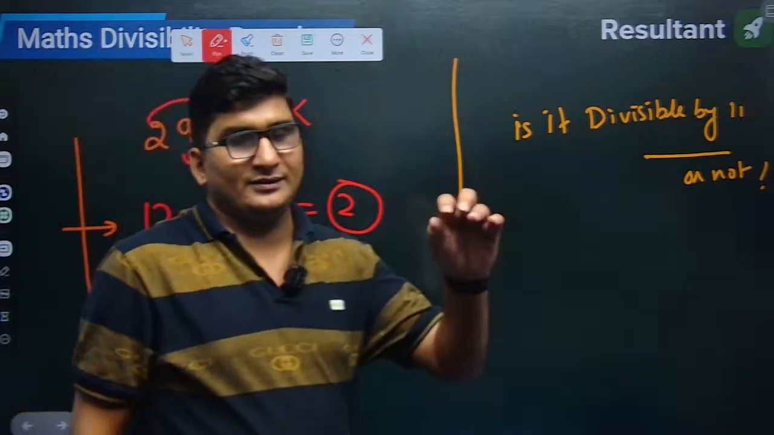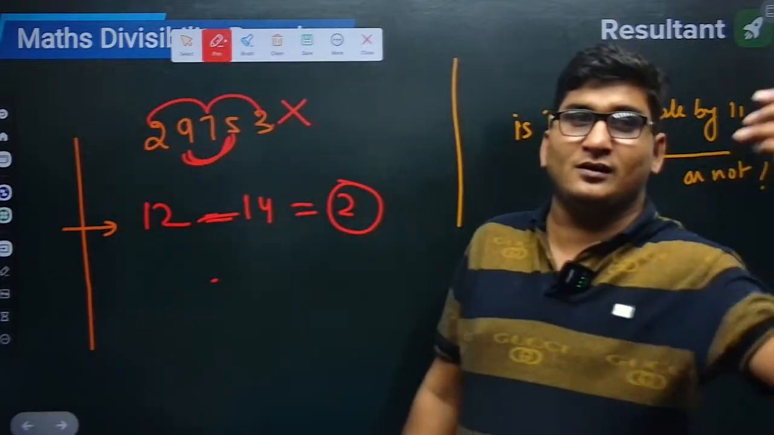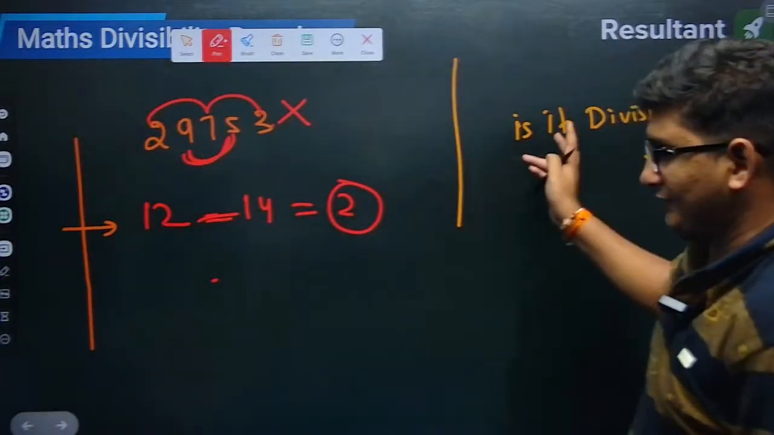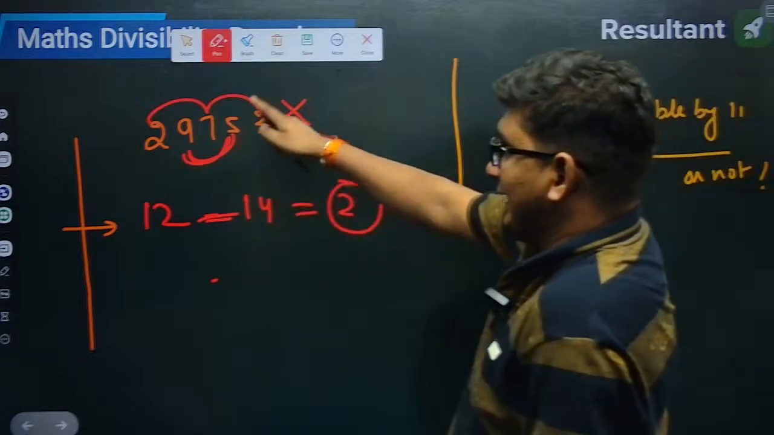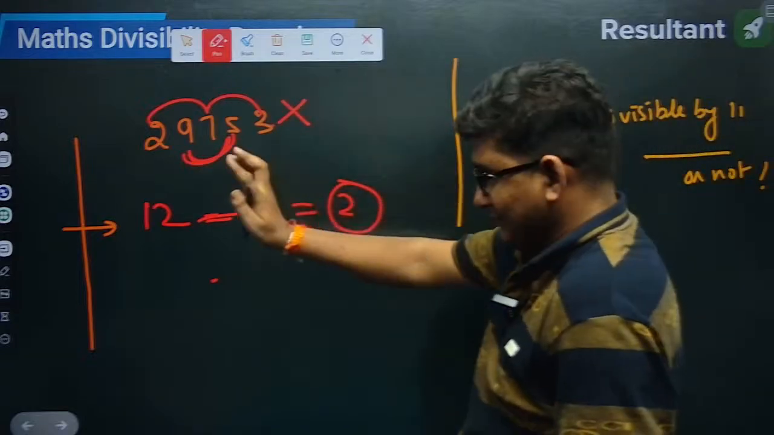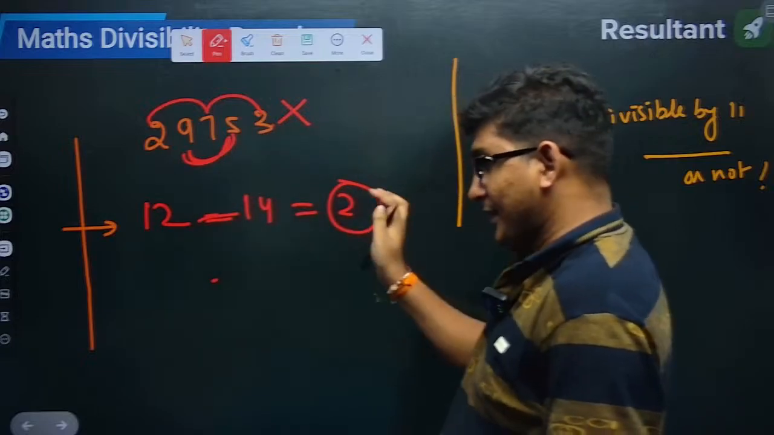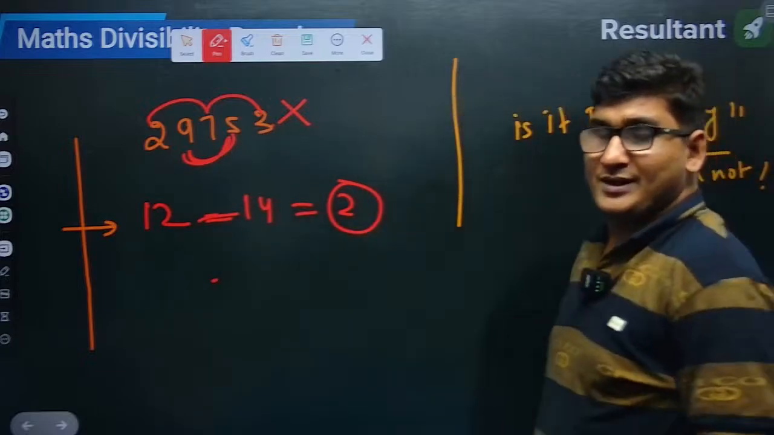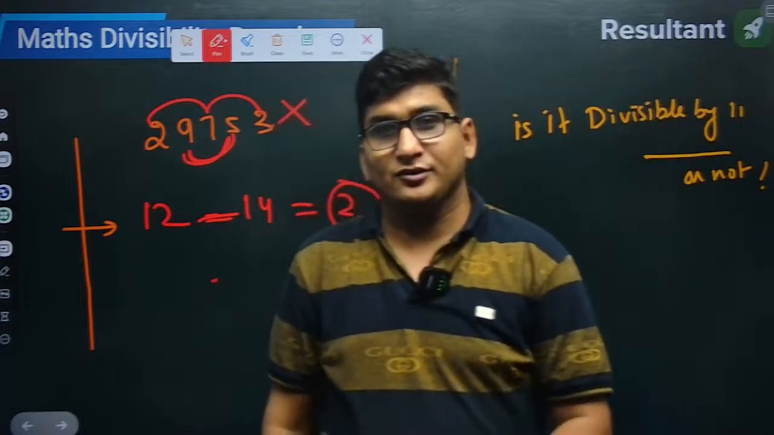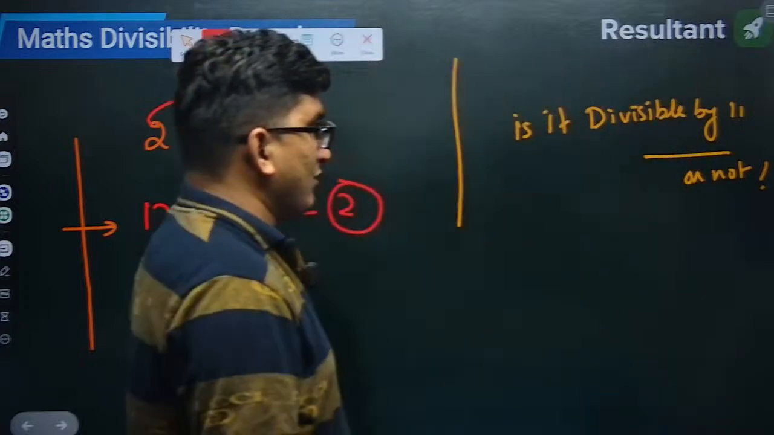So that is the alternate method of checking the divisibility of 11. You can add the alternate digits, find the sum, and the sum of the remaining digits; if the difference is divisible by 11, then the number will definitely be divisible by 11. This is the concept of 11. Now come to the next thing.